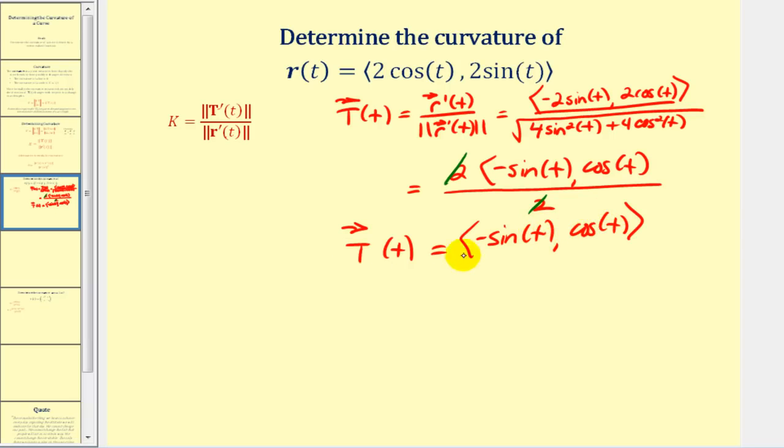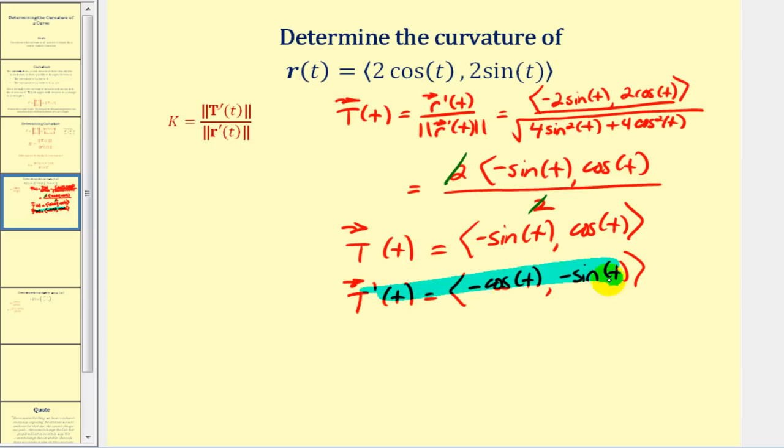Let's go ahead and find the derivative of this vector valued function. The derivative of negative sine t is going to be negative cosine t, and the derivative of cosine t is negative sine t. Okay, we're almost there. Looking back at the curvature formula, we need to determine the magnitude of T'(t), and then we also need to determine the magnitude of r'(t), which is here.